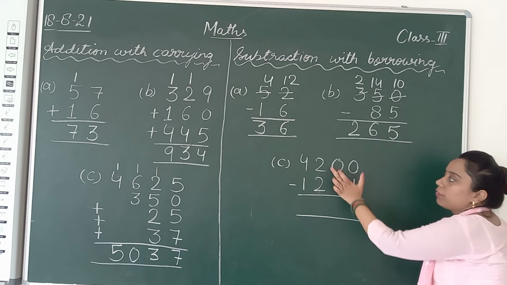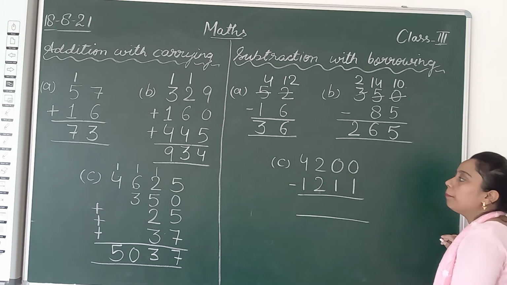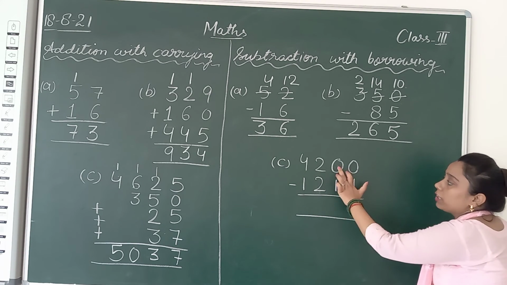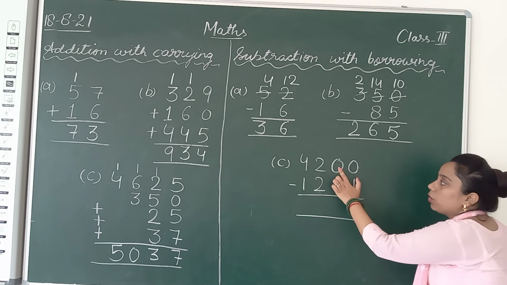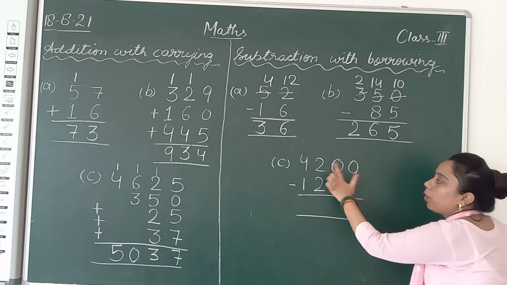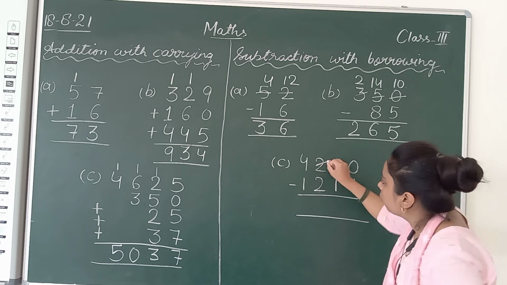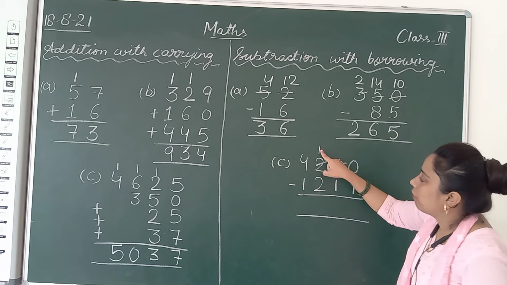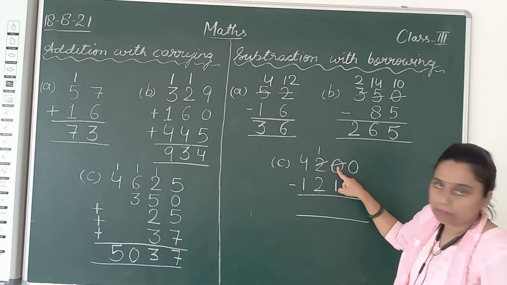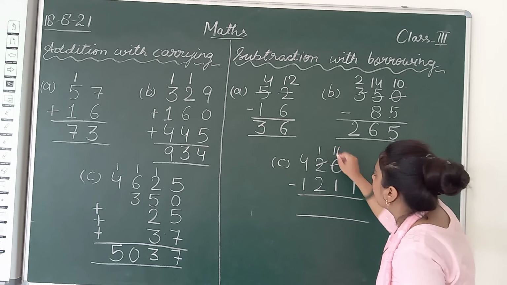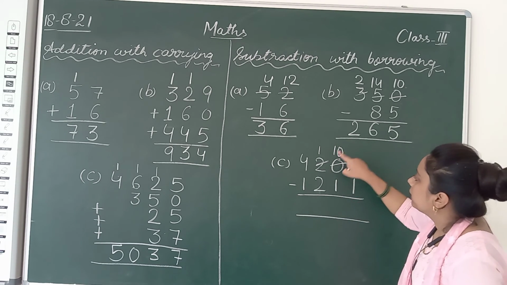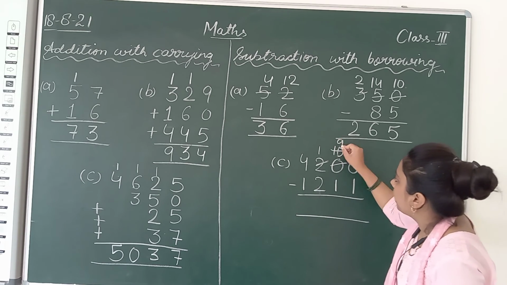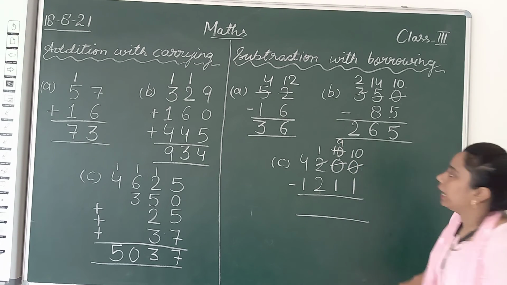So the 0 will ask from its neighbor, but its neighbor is also 0. But what will this 0 do? This 0 will take a borrow from here. So now this 2 will give its value to this. This 2 will become 1 because it has given 1 value here, and this 0 will become 10. And now this 10 will give its 1 value to this. So this will become 9 and this 0 will become 10.